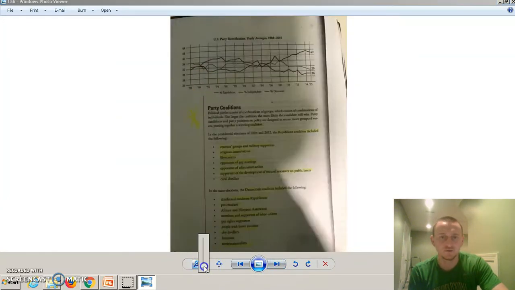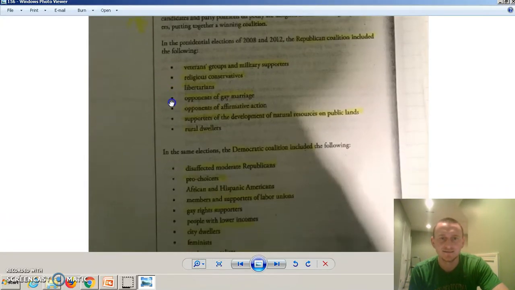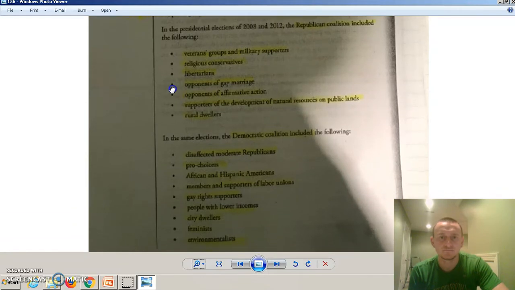Party coalitions. This is huge. You will definitely see this on my test, my quizzes, and you will definitely see this on your AP final. So there are tendencies for Republicans and there are tendencies for Democrats. That's not saying all Republicans are this and all Democrats are this. I'm nowhere saying that. I'm saying that there is a majority of certain Republicans that go with this and certain Democrats that go with this. So let's look at a couple of these. Veteran groups, military supporters. That's majority Republican.